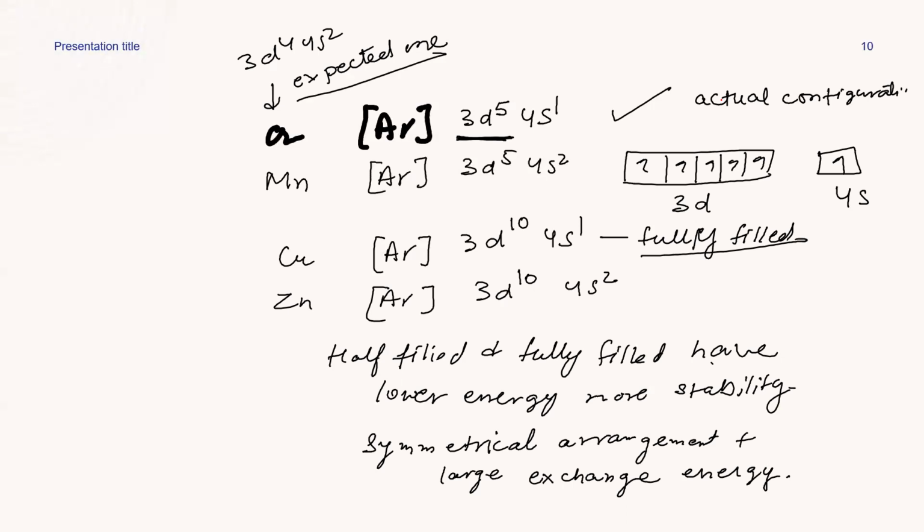So now, time for the homework. Your homework is to write the electronic configuration of 1 to 30 elements, and send it to this email. Okay, we will check it and revert back.